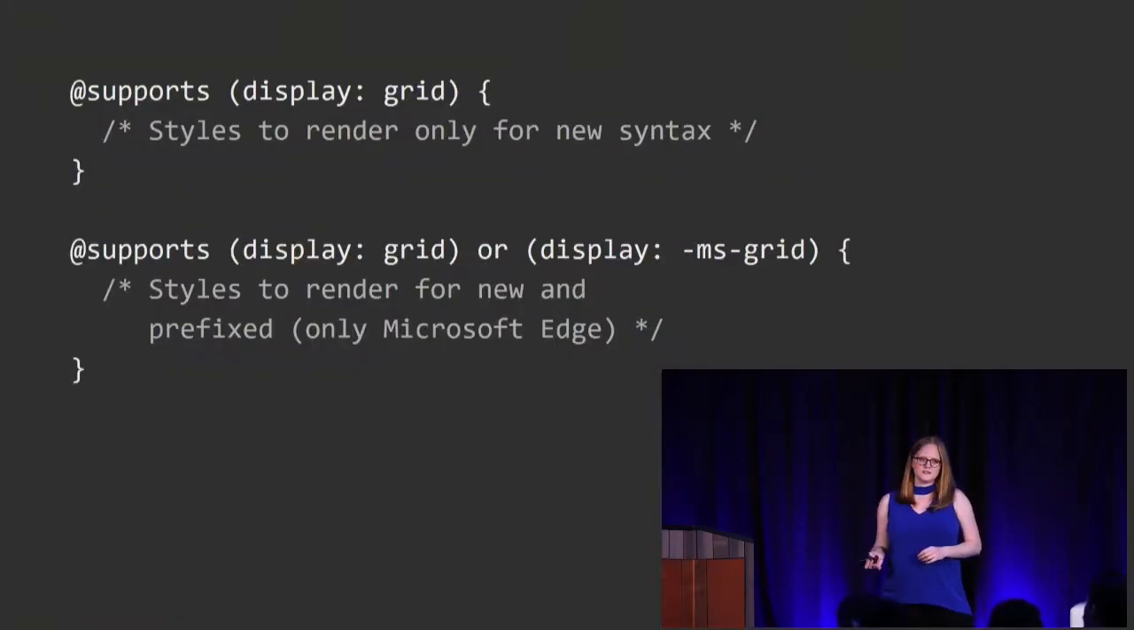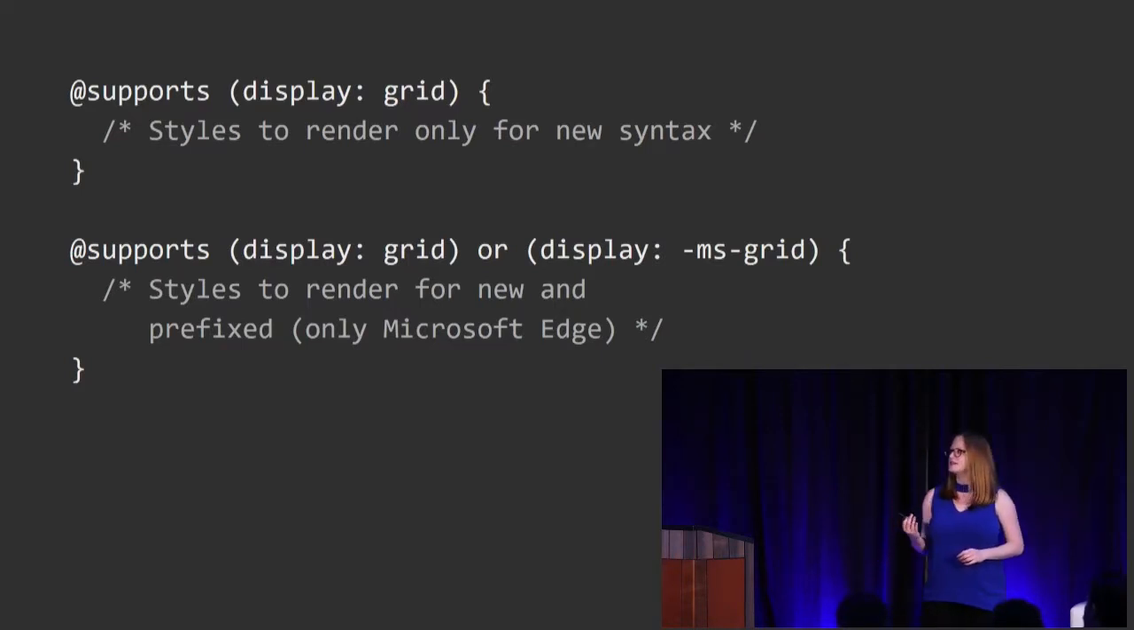So how we do this, we can target browsers that have support of CSS Grid by doing a support query at-rule. So that's just @supports (display: grid). We can also check for the old syntax, or the original syntax, using display: -ms-grid. That will only render in Microsoft Edge for that old syntax, however.